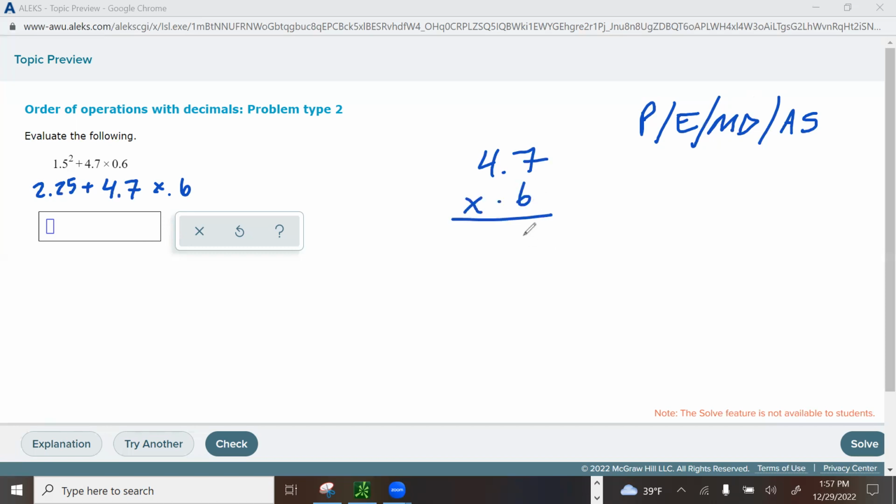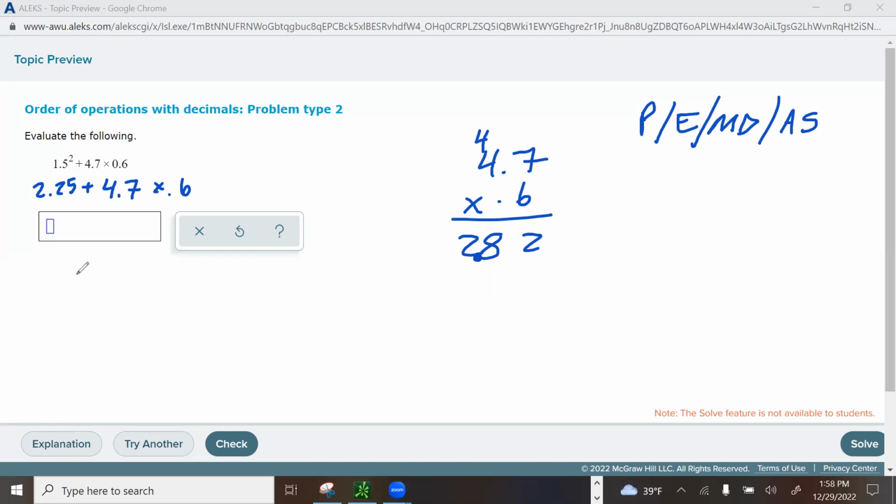So 6 times 7 is 42, carry the 4, 6 times 4 is 24, plus 4 is 28, and there's 2 digits to the right of the decimal point, so I'll put the decimal point right there at 2.82, which makes sense because basically what this statement says is I want to keep 60% of 4.7. Well, 60% is only a little over half. So our answer should be only a little over half of 4.7.